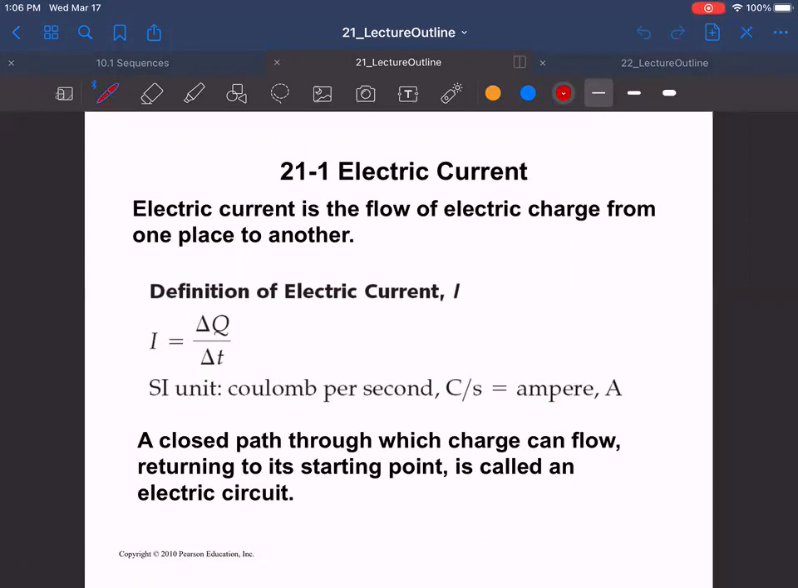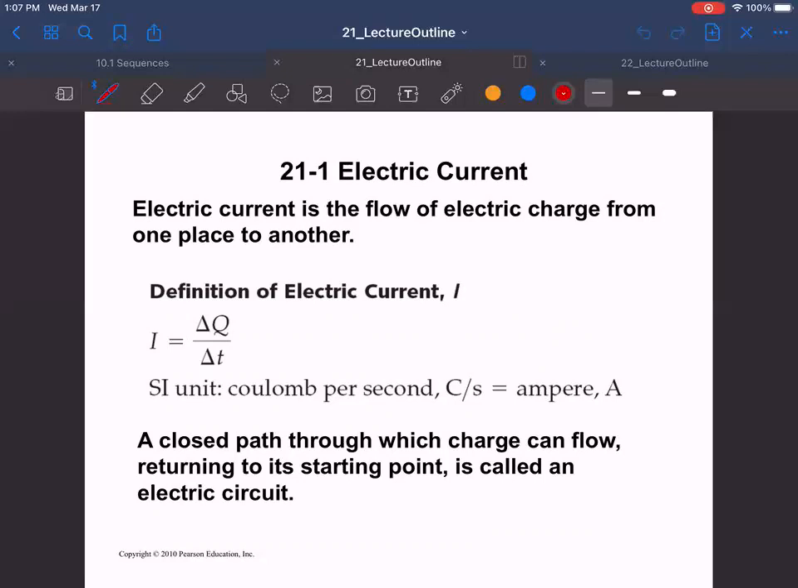Electric current is the flow of electric charge from one place to another. We represent electric current with the capital letter I, and it is a change in charge, so it's the amount of charge that flows per unit time. You go to one little spot, you want to know the current through it, you watch the amount of charge that goes by in a certain amount of time, and you divide them and you're done.